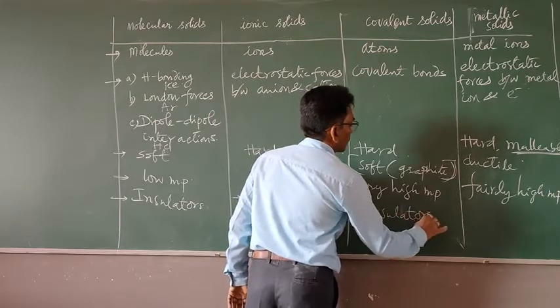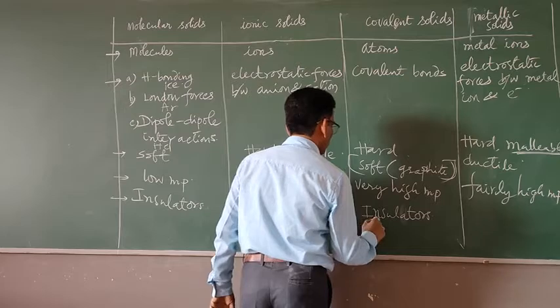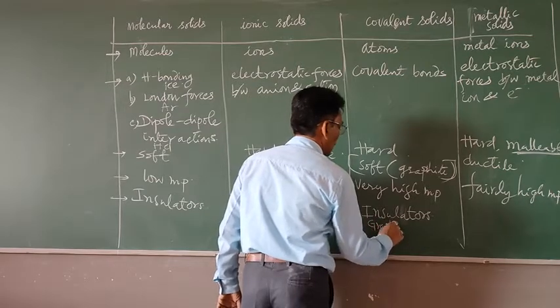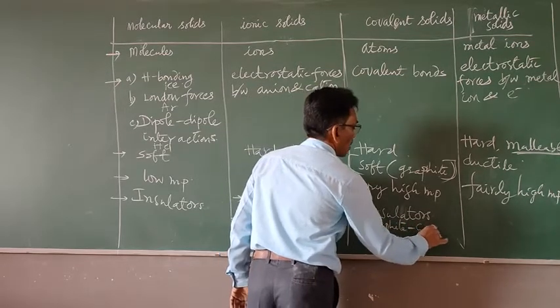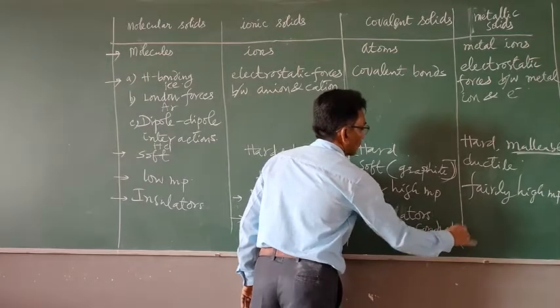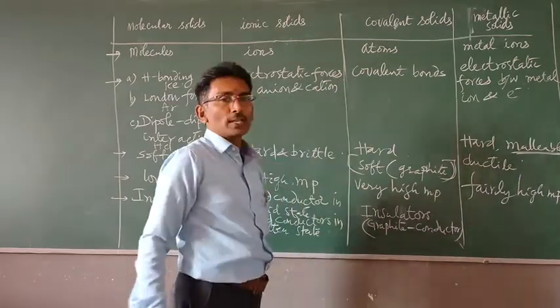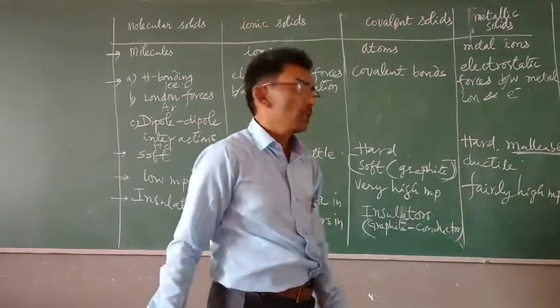Insulators. The exception is graphite, but graphite is a good conductor. Graphite is a conductor, an exceptional covalent solid. Otherwise, all the remaining ones are insulators.